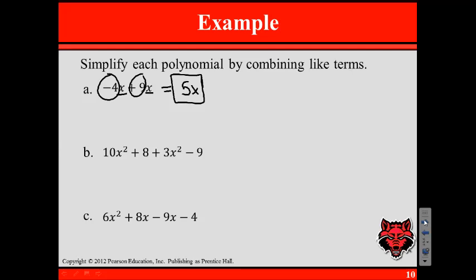In the next example, 10x squared plus 8 plus 3x squared minus 9. We have a term with an x squared, another term with an x squared. So those are like terms. We add those coefficients. 10 plus 3 is 13, and the variable stays the same. We also have two constant terms, 8 and negative 9. Now, because neither of these numbers has a variable, these are like terms, and 8 minus 9 is negative 1.